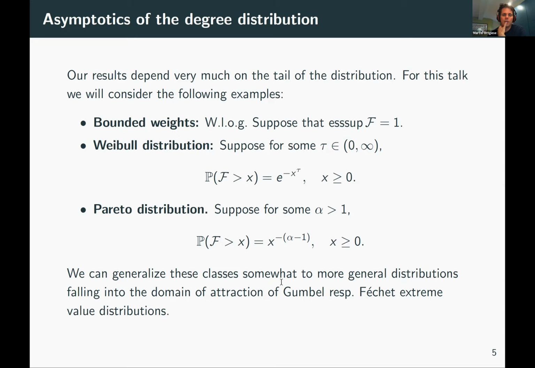And I'm picking these three examples here, but we can look at more general distributions, but it gets notationally very heavy. And so I'll concentrate on these three for today.